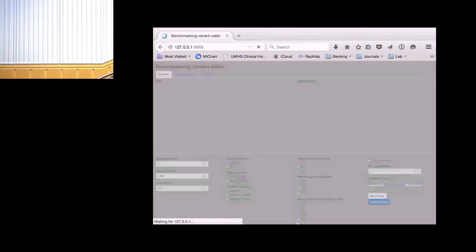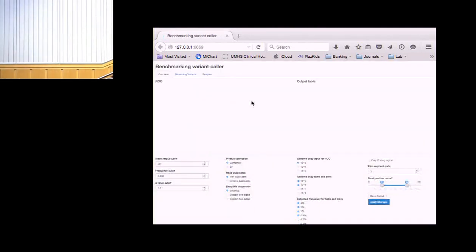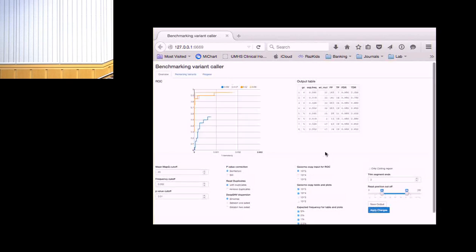Shiny. Oh, you know what? Okay. So I think I put the advanced.